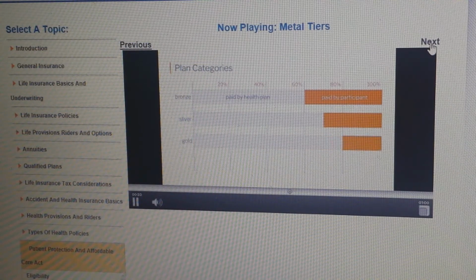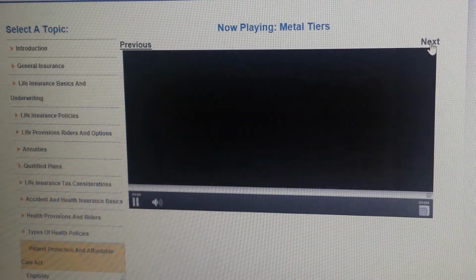Under the gold level, the health insurance plan pays up to 80%, and the balance, 20%, is paid by the participant. And on the platinum plan, the plan pays up to 90%, and the 10% left is then paid by the participant. So as you can see, from bronze to platinum, the amount paid by the plan is more and then less by the participant.